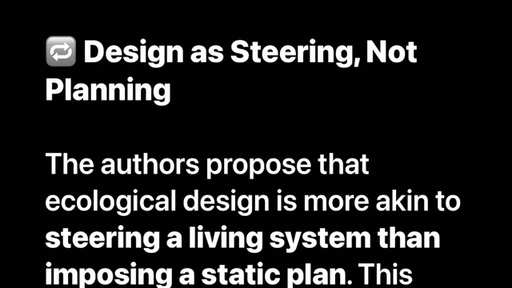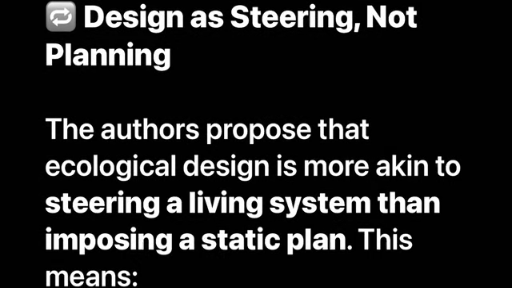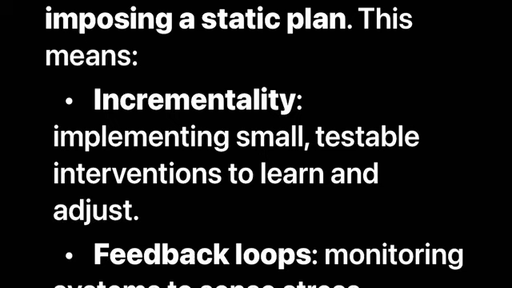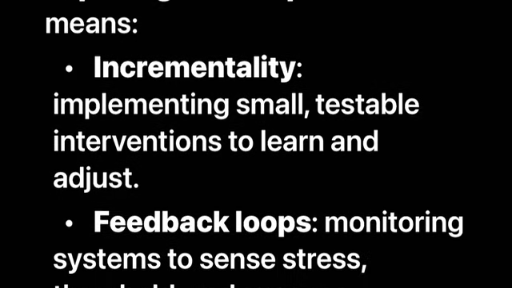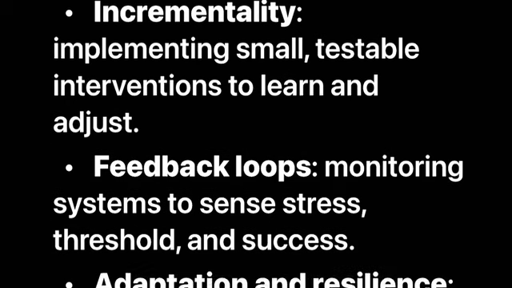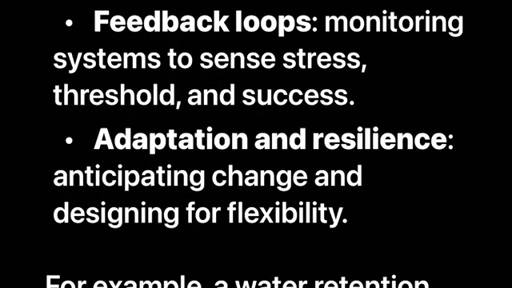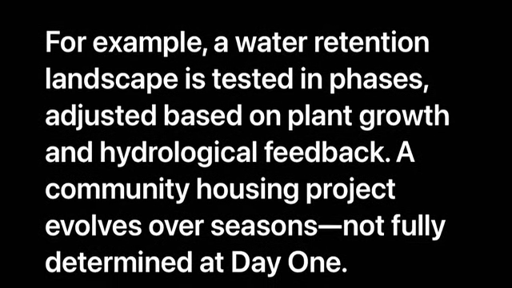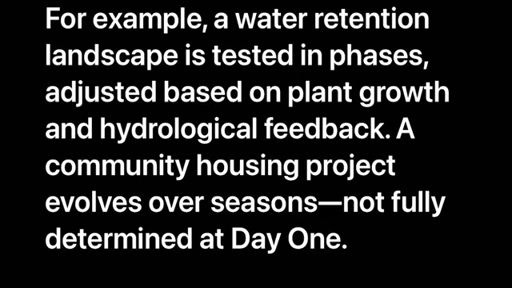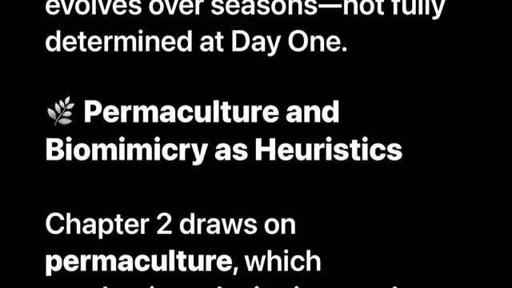Design as steering, not planning. The authors propose that ecological design is more akin to steering a living system than imposing a static plan. This means incrementality, implementing small testable interventions to learn and adjust. Feedback loops, monitoring systems to sense stress, threshold, and success. Adaptation and resilience, anticipating change and designing for flexibility. For example, a water retention landscape is tested in phases, adjusted based on plant growth and hydrological feedback. A community housing project evolves over seasons, not fully determined at day one.